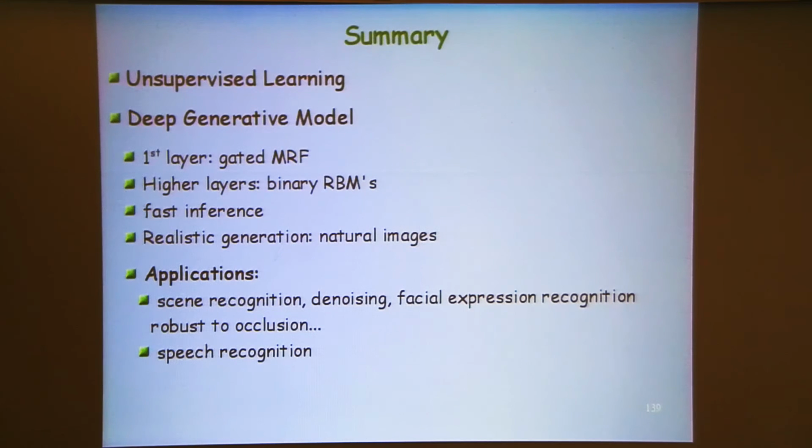Okay, so today I've been talking about unsupervised learning. In particular, I have been talking about using a generative model, a probabilistic model, for learning representations of images, where the first layer is this gated MRF, and the key idea is that we have two sets of latent variables, those that set the mean intensity of pixels and those that control the dependencies between pixels. And it does a better job at generating natural images, and it can also be used in a few different applications for vision, but also speech recognition.